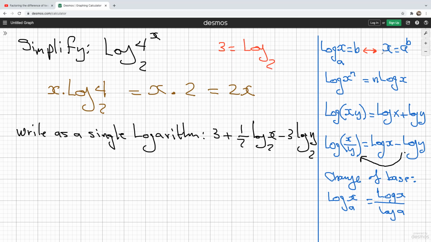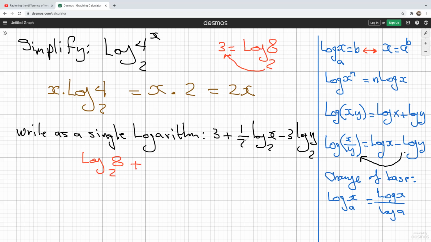Now, remember this rule right here. It says a raised to what power equals x, or a raised to the power of b equals x. So here, the same thing, 2 raised to the power of 3 should give us the number that goes here. So 2 raised to the power of 3 is 8. So 3 could be expressed as log base 2 of 8, and that's the first thing you want to do, change the 3 to log base 2 of 8.